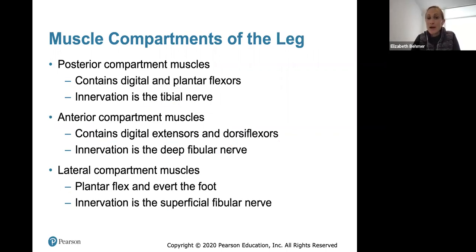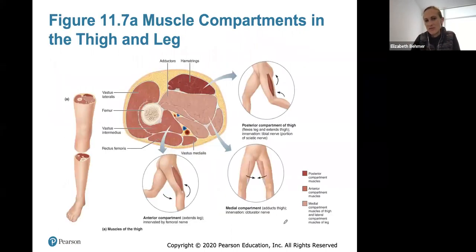The posterior compartment muscles of the lower leg contain digital and plantar flexors, which will help to plant your foot down. Innervation is the tibial nerve. Anterior compartment muscles of the leg contain extensors, which will kind of straighten out or extend your feet, and dorsiflexors, which bring your toes to your nose. And innervation is the deep fibular nerve. The lateral compartment muscles will plantar flex and evert the foot or move it out. And innervation is the superficial fibular nerve.